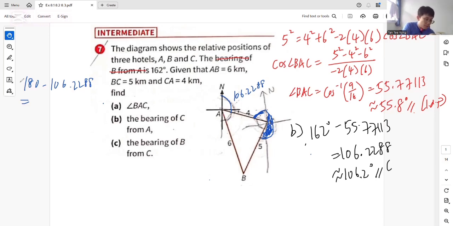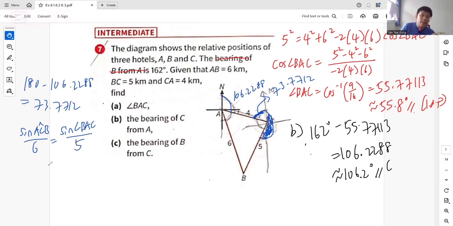This will give us 73.7712. This part here is 73.7712. Now we have to find angle ACB. We can use the sine rule. Sine angle ACB over 6 equals sine angle BAC over 5.